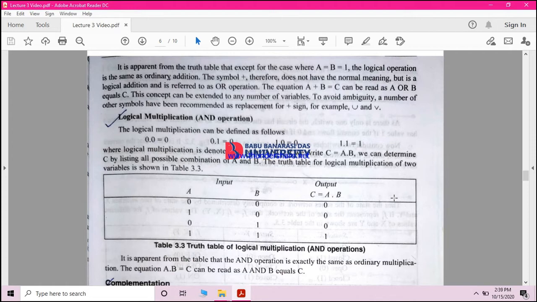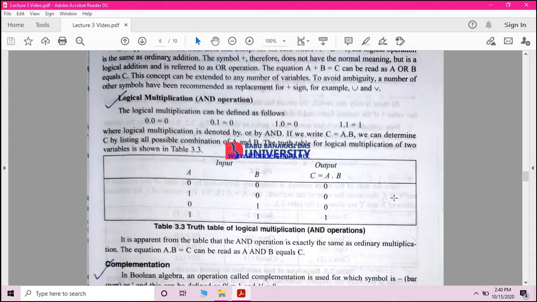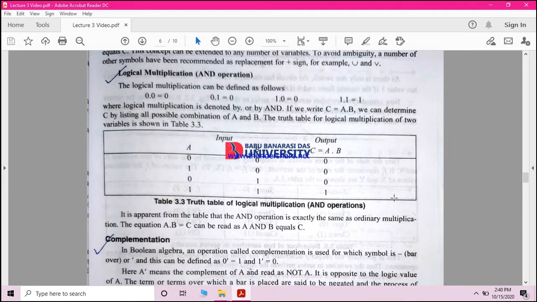This concept can be extended to any number of variables. To avoid ambiguity, a number of other symbols have been recommended. For example, you can simply write A union B. So it simply means A plus B, or A or B. So whichever symbol is given, you can simply write the truth table of the OR operation. Next is logical multiplication, or the AND operation.